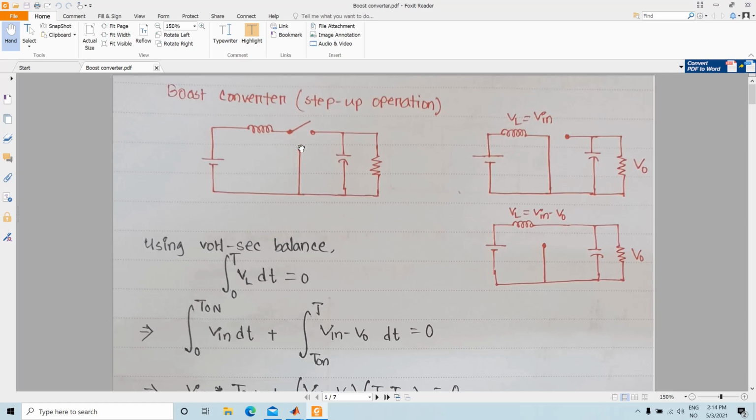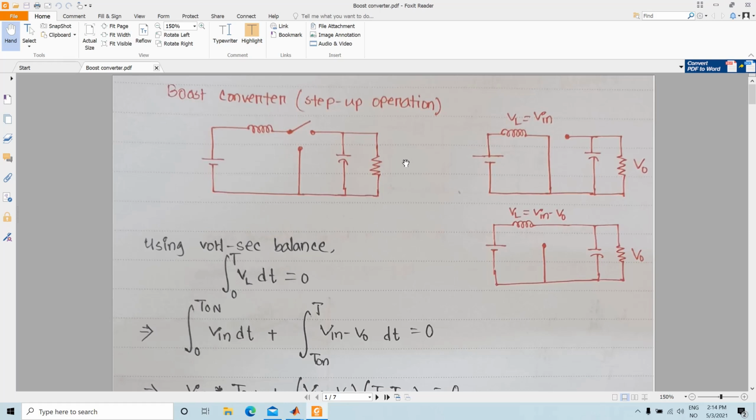And in the second step, when the switch is connected to this node, at that time basically you are charging your inductor. So for certain time you are charging your inductor, and for certain time the output voltage becomes the input voltage plus the inductor voltage. Now for the time when the inductor is charging up, at that time the output voltage will be maintained by this capacitor. So this is the boost converter in a very simplified way.